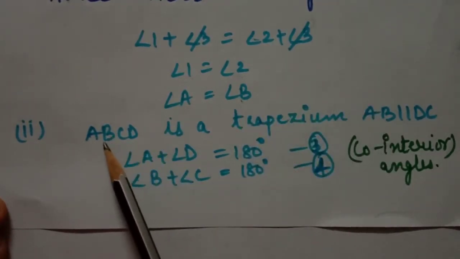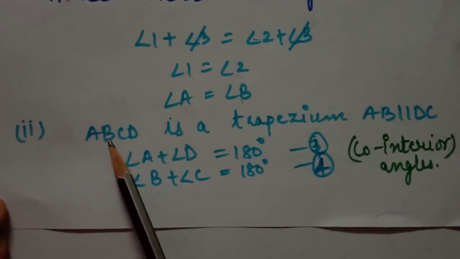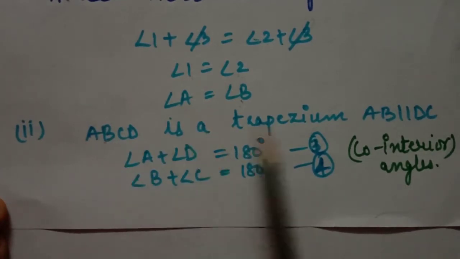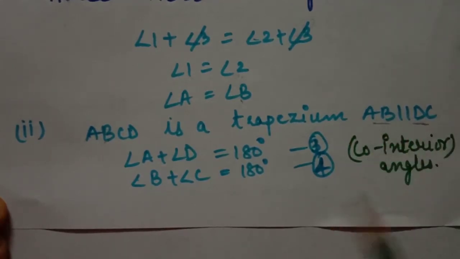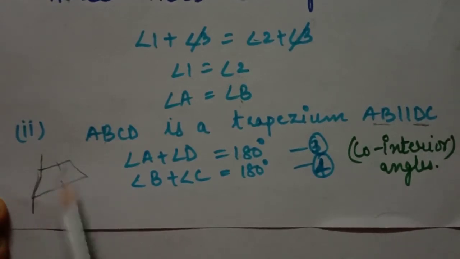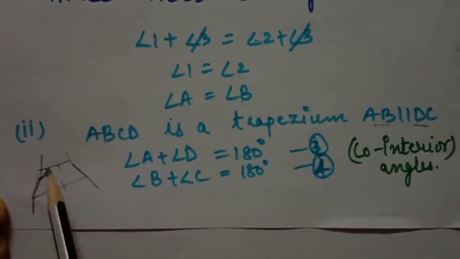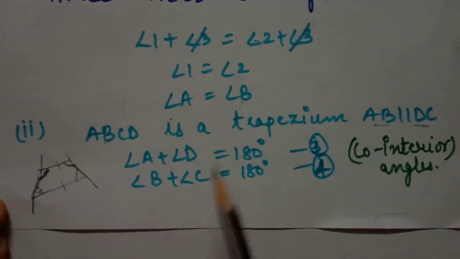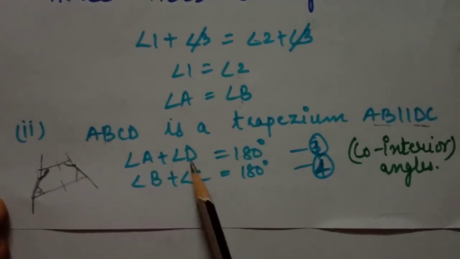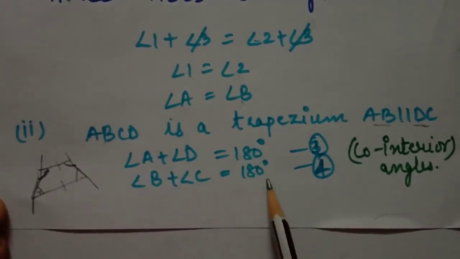Now the second part, we will start. In the second part, we have to prove that angle D and angle C are also equal to each other. ABCD is a trapezium. AB and DC are parallel to each other. We know that if in a trapezium these two sides are parallel, then these two sides act as a transversal line. So the sum of these two angles is 180 degrees as co-interior angles, and the sum of these two angles is also 180 degrees as co-interior angles. So angle A plus D is 180 degrees, angle B plus C is also 180 degrees. Equation number 3 and 4.